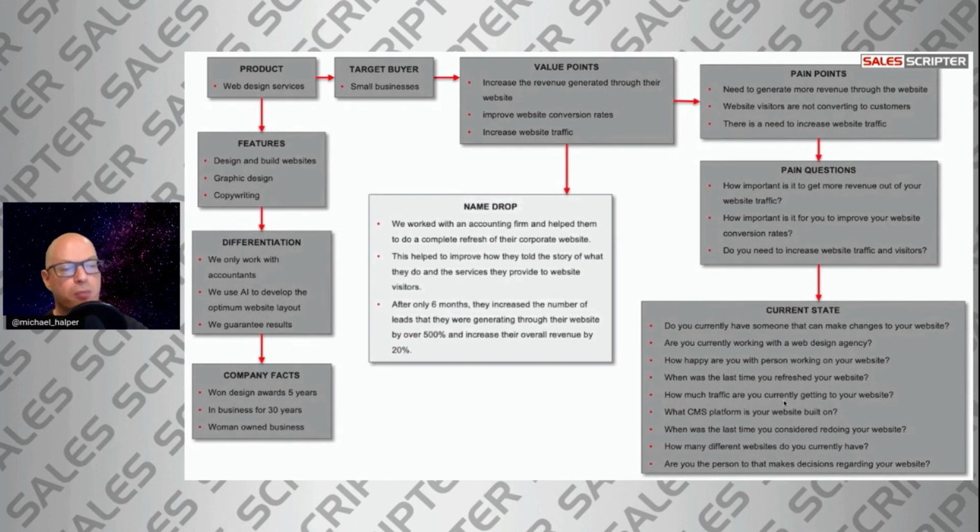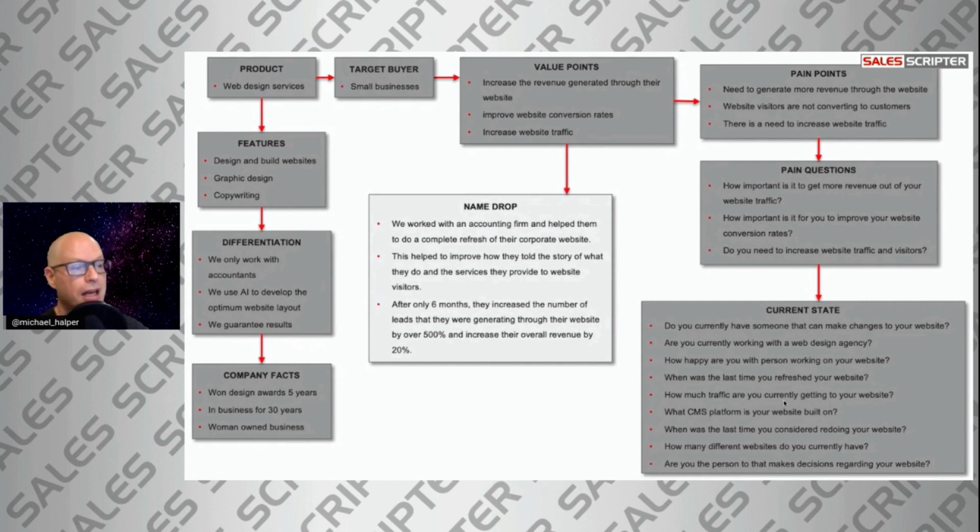And so here's an example of using the template builder, and we'll show you the templates more in the next training module. We take the value points from up above to create this name drop example. We worked with an accounting firm and helped them to do a complete refresh of their corporate website. This helped them to improve how they told their story of what they do and the services they provide. After only six months, they increased the number of leads that they were generating through their website by over 500% and increased overall revenue.